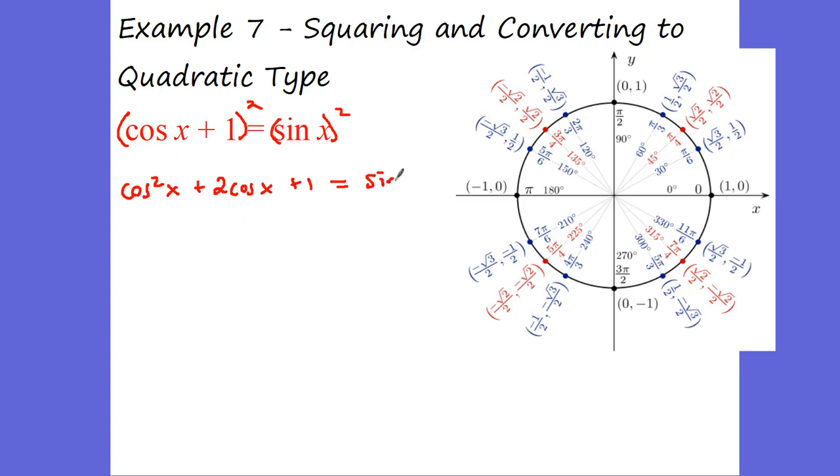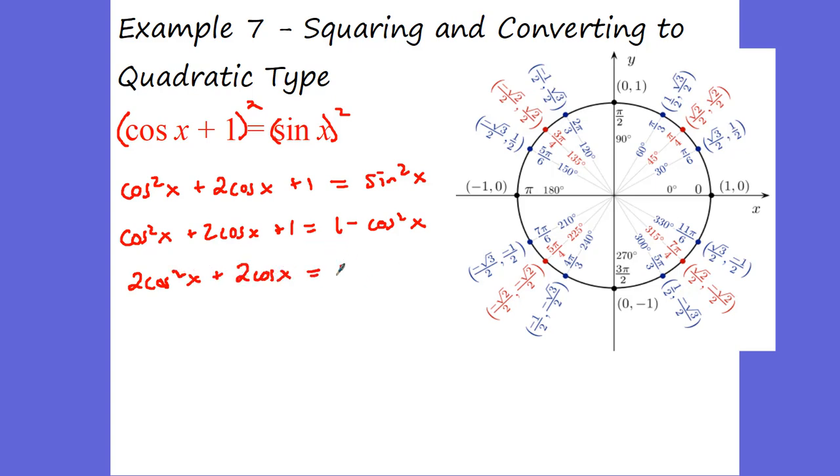Equals sine squared of x. And so that's kind of what I have so far. Now, the reason I squared it was that sine squared of x is really nice because I have that Pythagorean identity. I know sine squared of x is 1 minus cosine squared of x, which means if I subtract 1, that cancels him out. I add cosine squared. I have 2 cosine squared of x plus 2 cosine of x. The 1's cancel out. It equals 0.